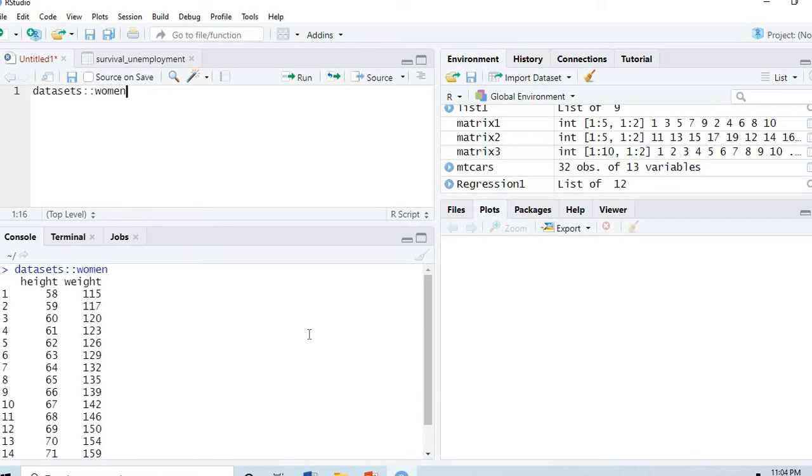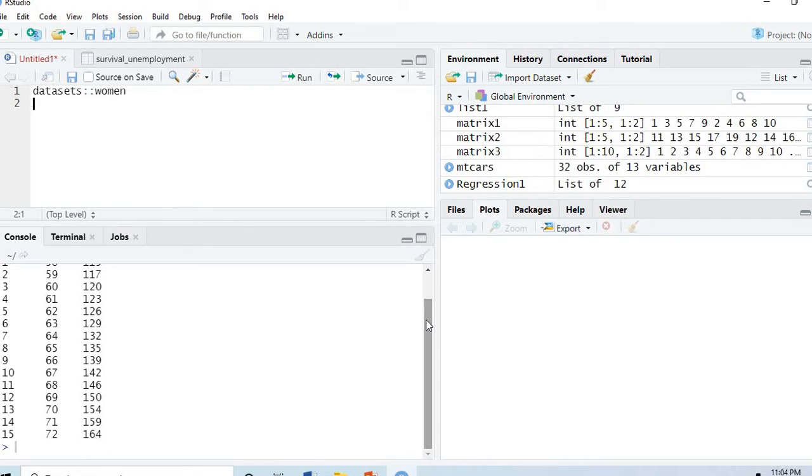But before we run the simple linear regression analysis, we have to examine certain assumptions. The first assumption is that both the vectors should be numeric in nature. We can see in the console area that height and weight, two vectors, are there, and both vectors consist of numeric elements. So the first assumption is verified. The second assumption is that both vectors should be linearly associated with each other. Once this assumption is met, only then can we run the simple linear regression analysis.